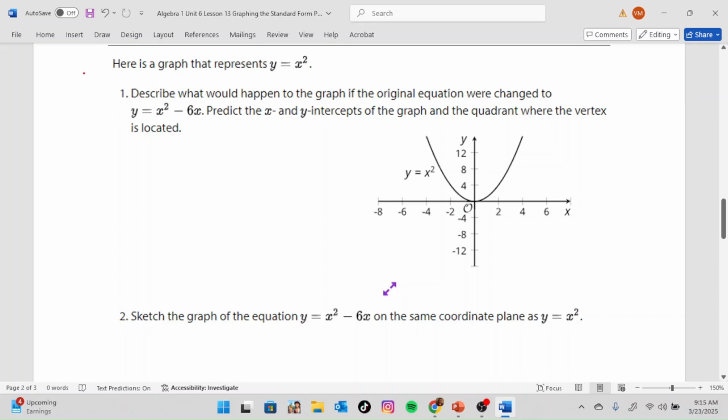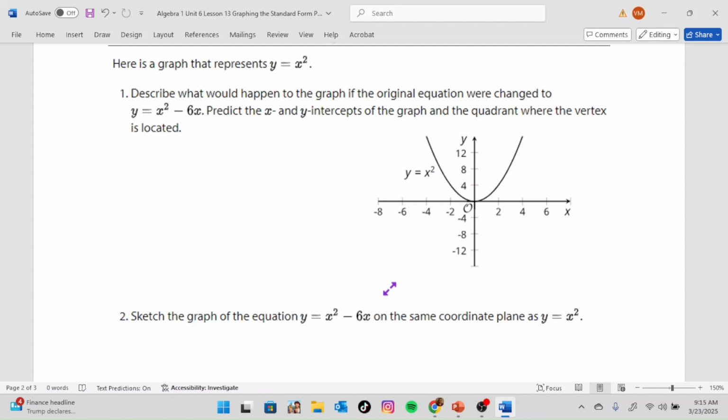Practice problem number 3. Here is a graph that represents y equals x squared. You see that it is the generic parabola opening upward with its vertex at the origin. Describe what would happen to the graph if the original equation were changed to y equals x squared minus 6x. Predict the x and y intercepts of the graph and the quadrant where the vertex is located.